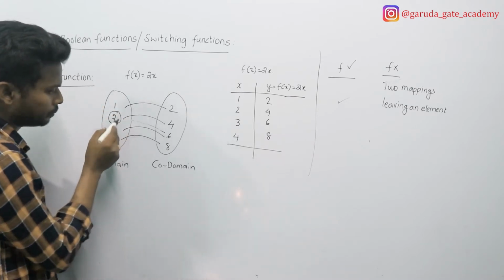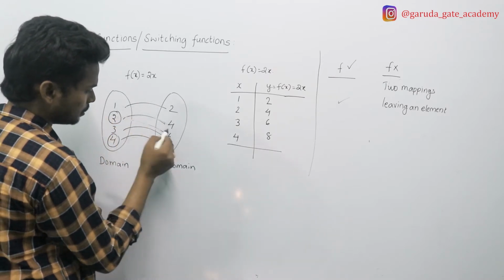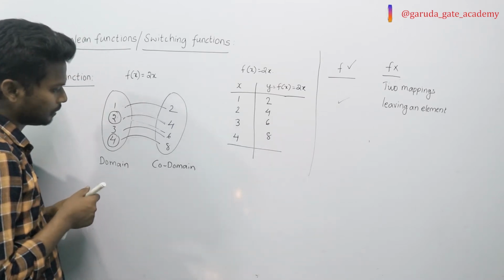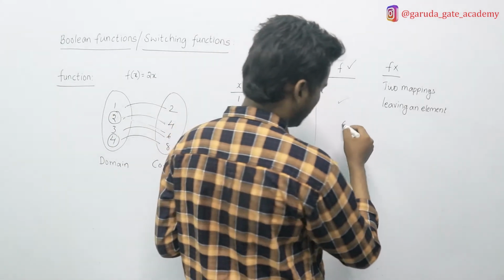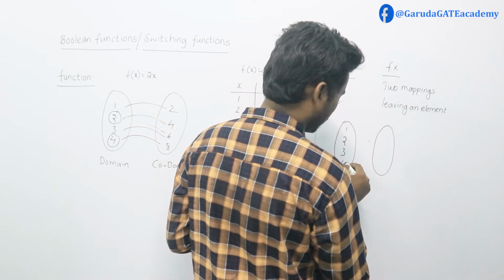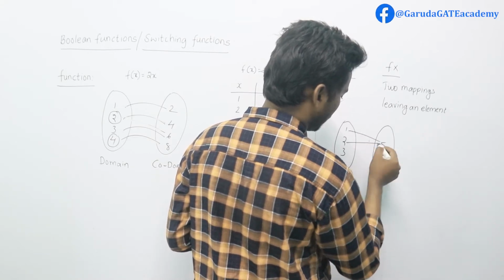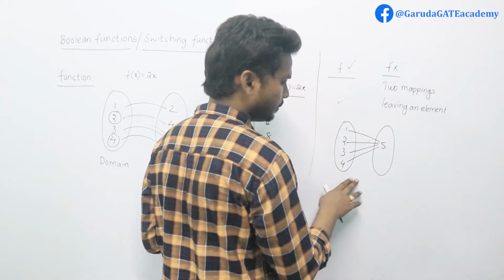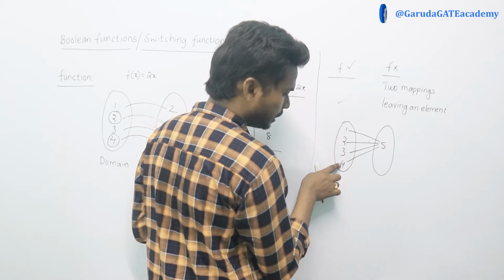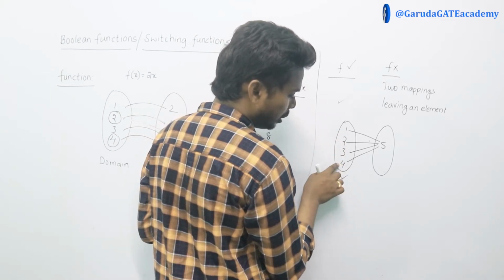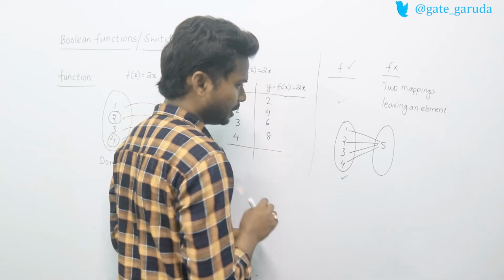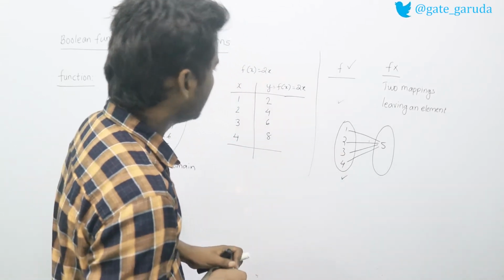Here let us suppose all the elements, 1, 2, 3, 4, 5, are mapped to a single element, say 4. Then this will be a function because all the elements are singly mapped, that is correct, and no element is left over. So all the constraints are satisfied, and this will be a function. So this is regarding functions.